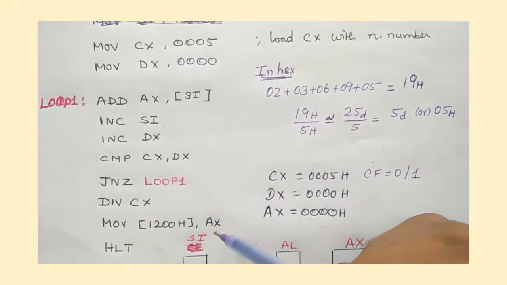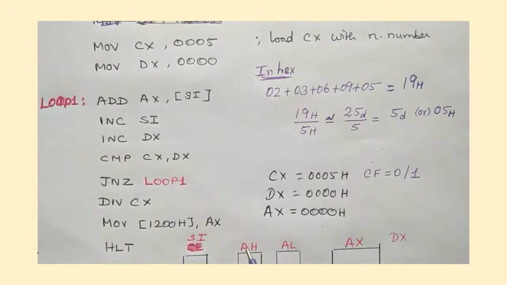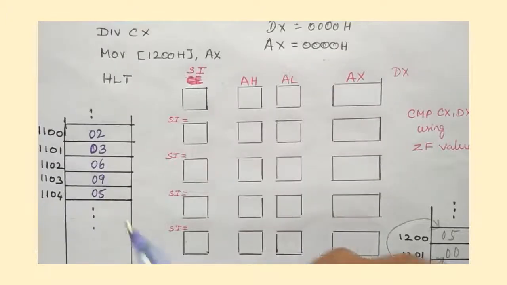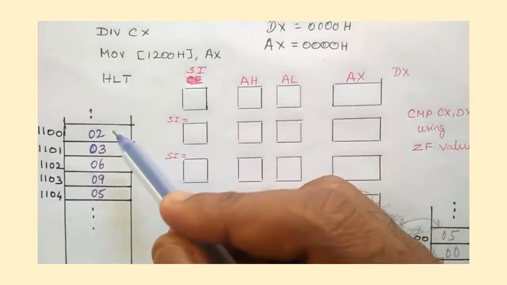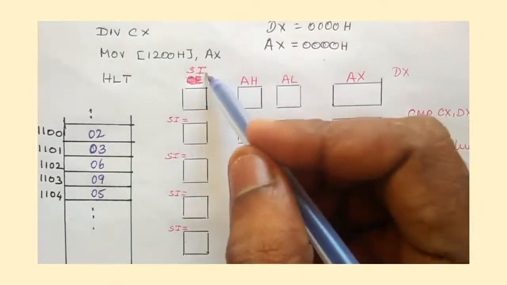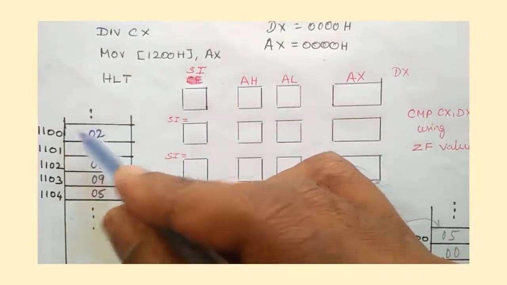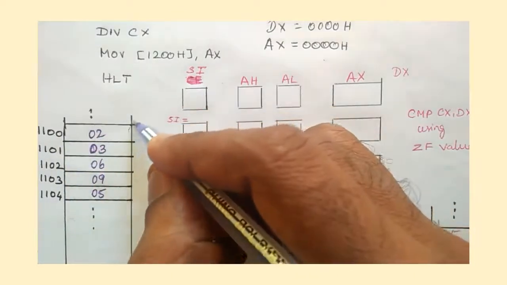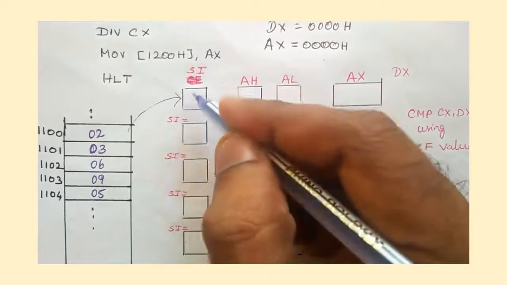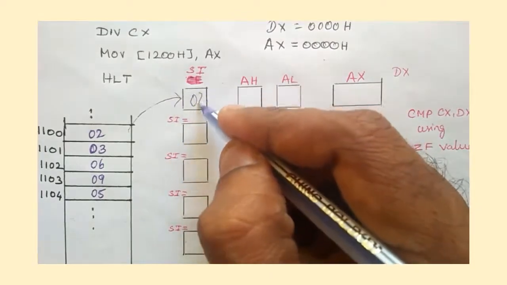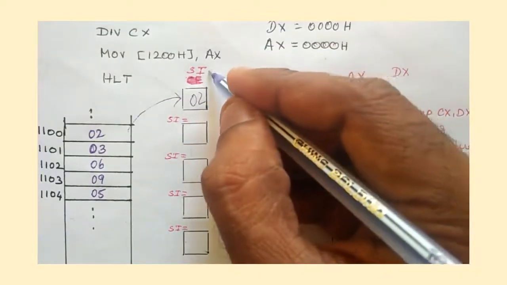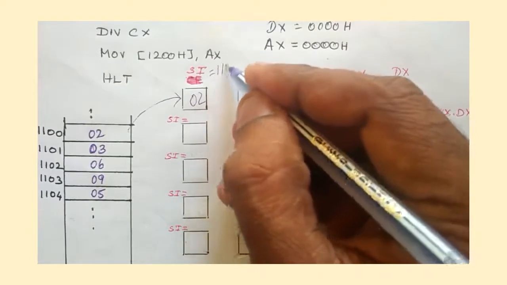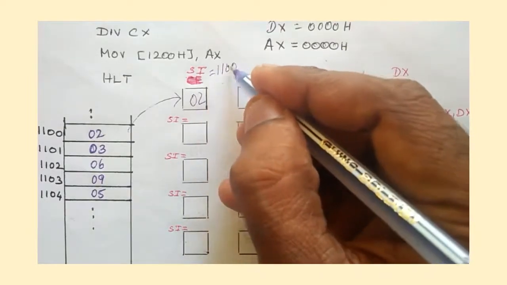Let me see the working operation in detail. First of all, SI points to the location 1100. 1100 contains the data 2, that is first moved to the register. So this will have the value of 2. And the SI register points to the location 1100.